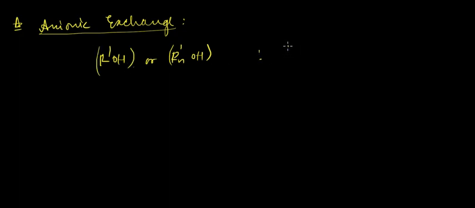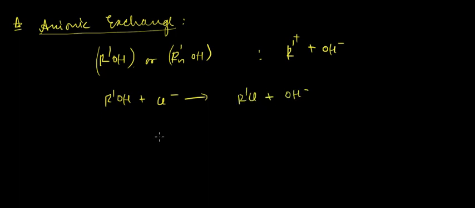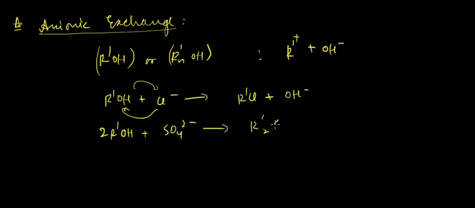This dissociates into R'+ plus OH-. This R' OH reacts with Cl- to form R' Cl plus OH-. So here the anionic exchange takes place, wherein OH- gets replaced with Cl-. We can also have SO4 2- giving R'2 SO4 plus 2 OH-. So this is one more method.